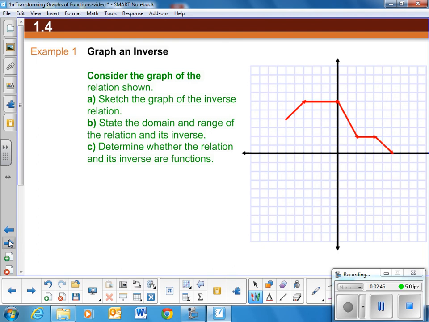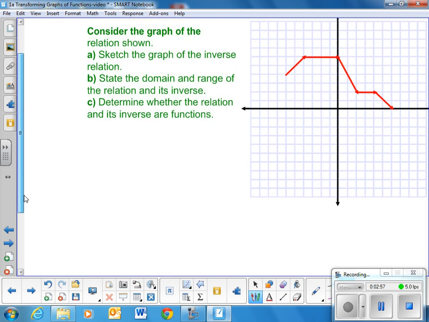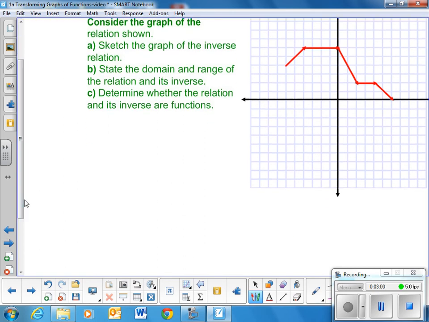So let's look at graphing an inverse of something that's a little bit different. Consider the graph of the relation shown. Sketch the graph of the inverse relation. Okay, so let's start by sketching the graph. To sketch the graph, we're going to start with our mapping. If we're doing an inverse function, it means that the x and the y are switching places. So a list of key points.